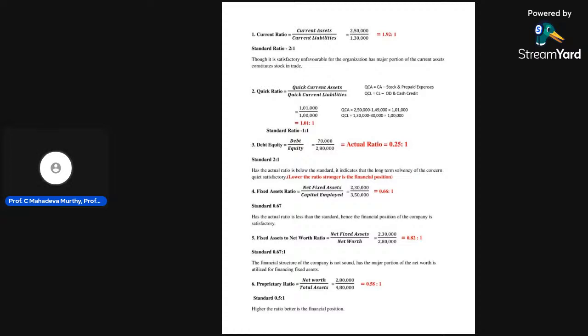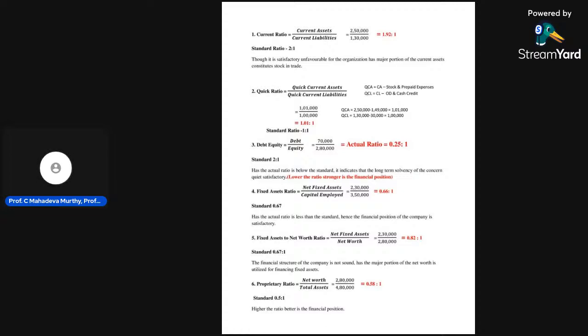The statements are most important: income statements and position statements. The totals of debt and capital employed are required. Only totals are most important here. With the help of the totals, we proceed to calculate the ratio.